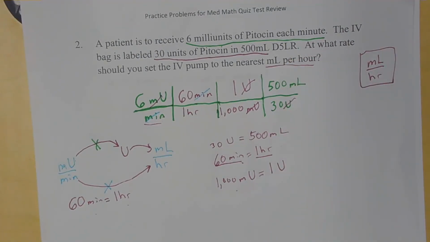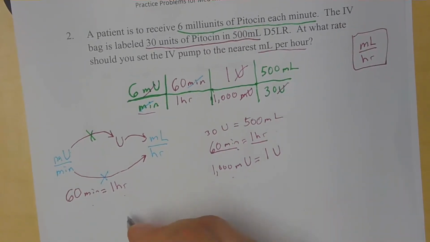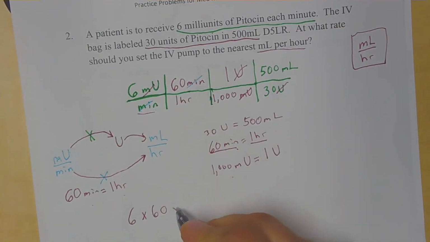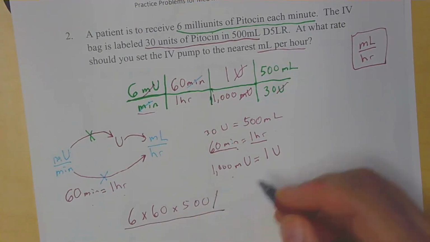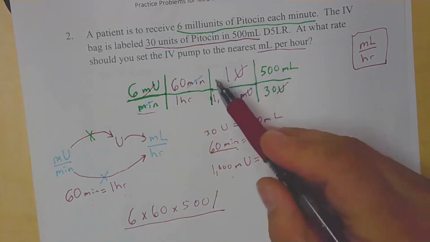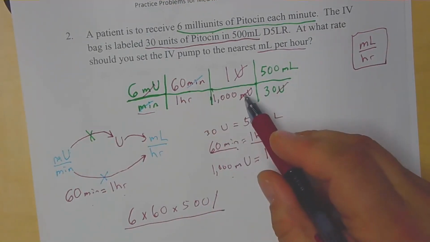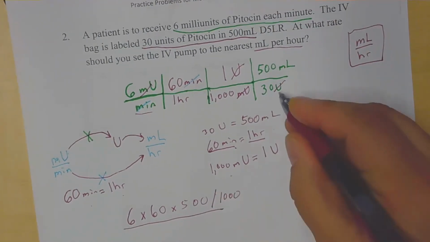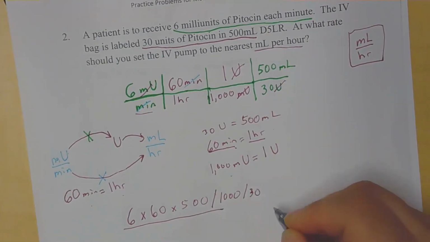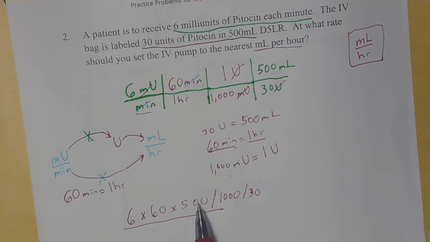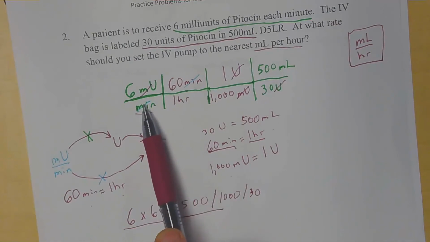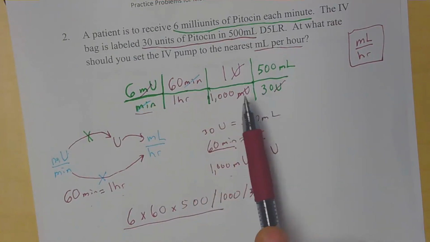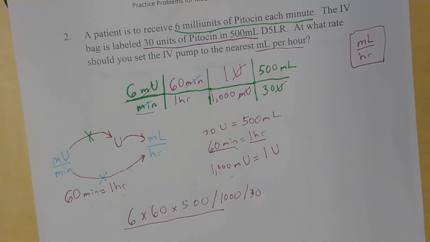That works. I prefer to take it and do, and this is what it would look like if I typed it into my calculator. I'm going to do 6 times 60 times 500 divided by, divide. Now, I don't have to worry about the ones, that's why I skipped it. Skip the one there. Divide by 1,000. Divide by 30. Notice I never hit equals. I went 6 times 60 times 500, divided by everything that I see on bottom. Divide by 1, don't have to do that. Divide by 1,000. Divide by 30.